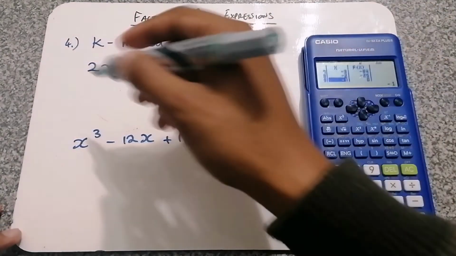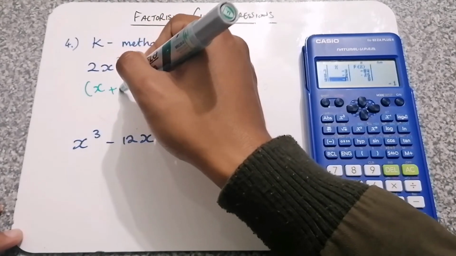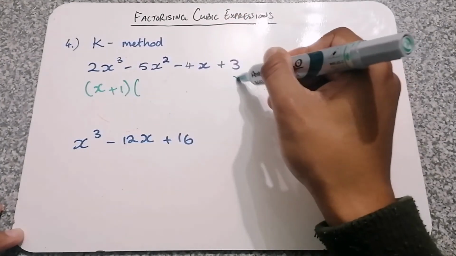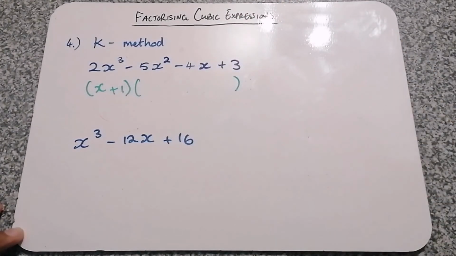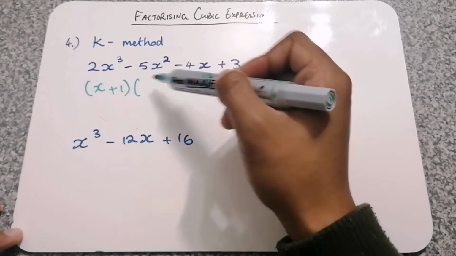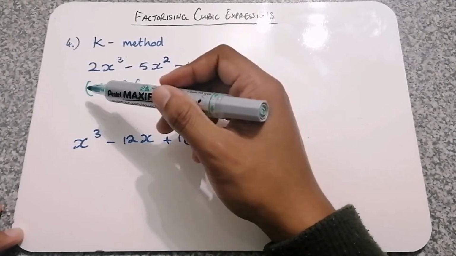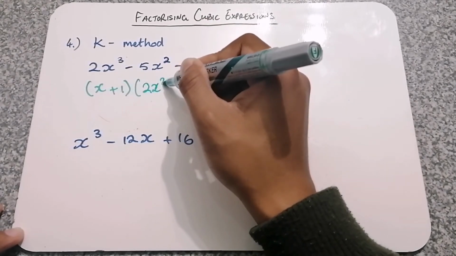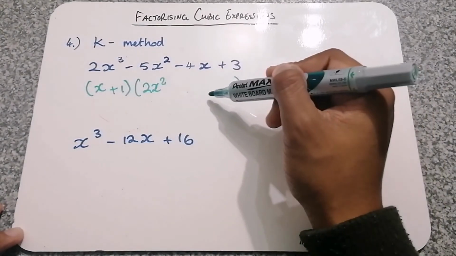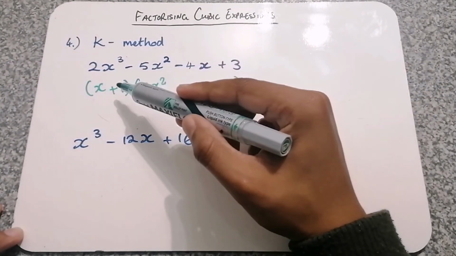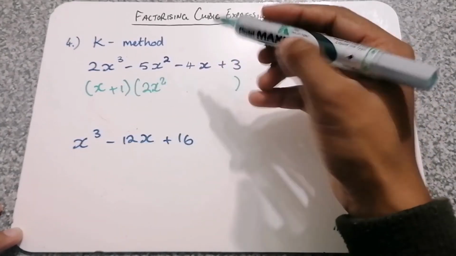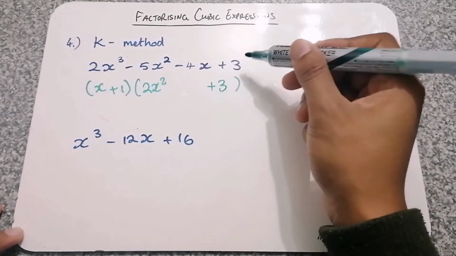I'm going to write that as a factor. So that is x plus 1. Okay. And now we know that the next bracket has to be a trinomial. Okay. x times what term here will give us a 2x cubed? Well, it's x times 2x squared. When we multiply these two things, we get the 2x cubed. Then, to find this last value here, +1 times what gives us 3? It has to be 1 times +3.